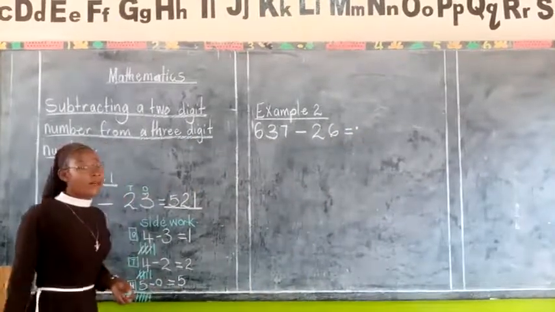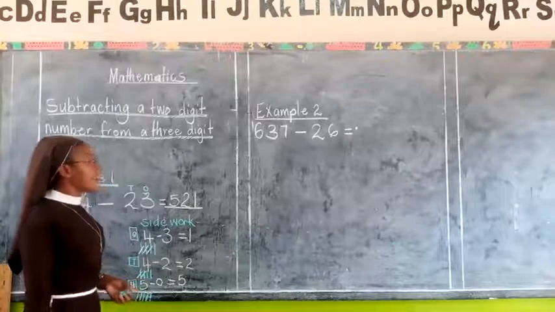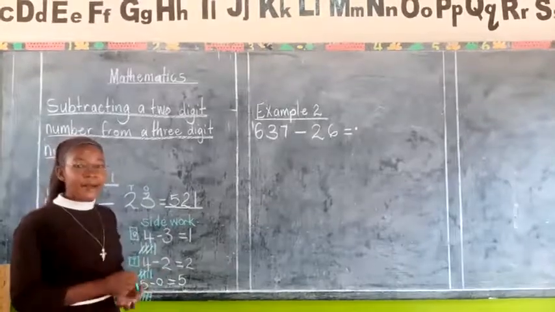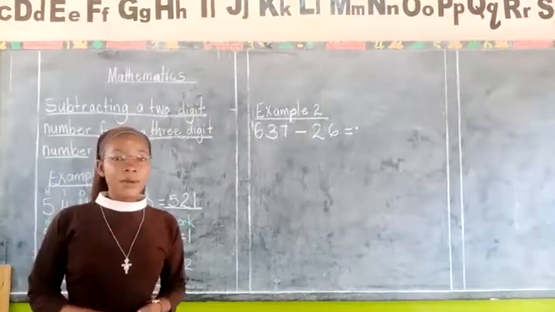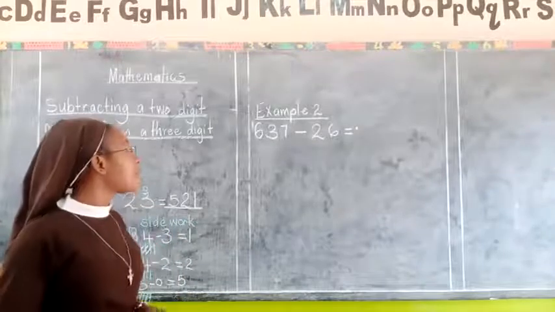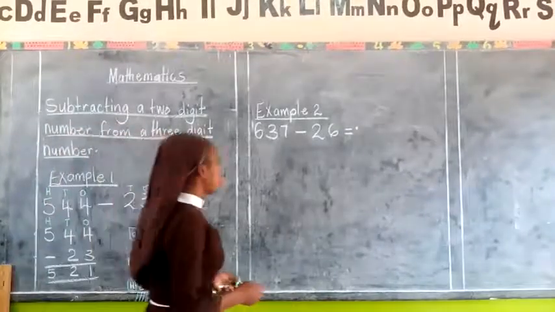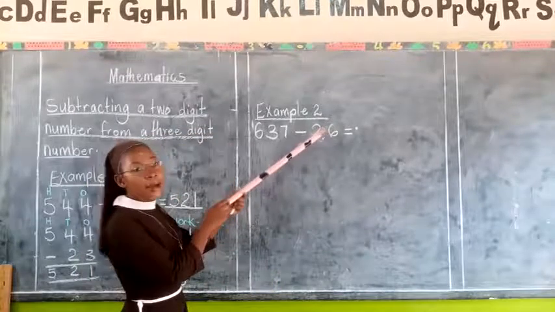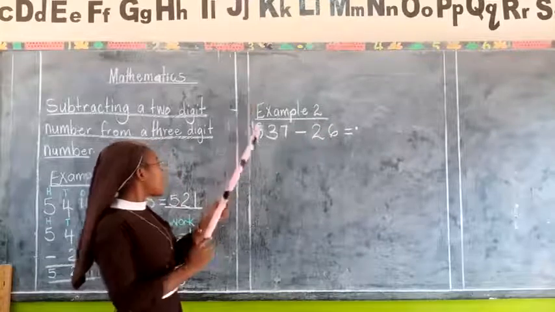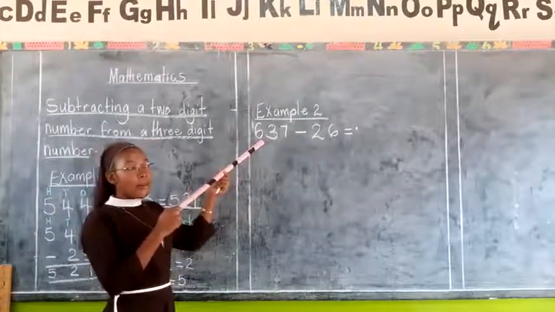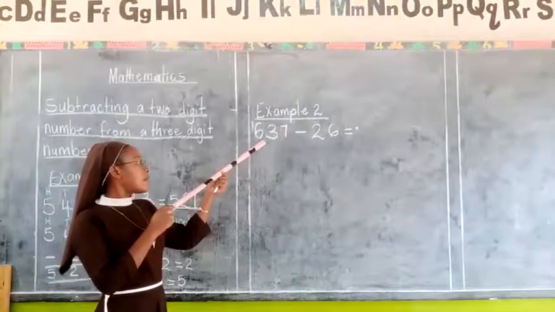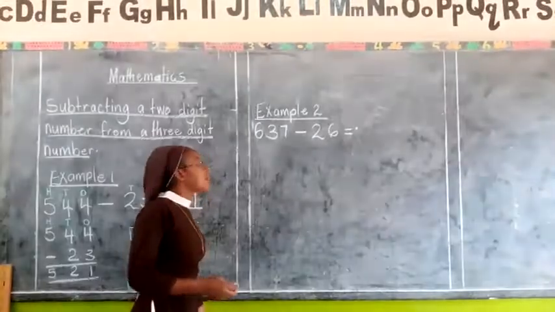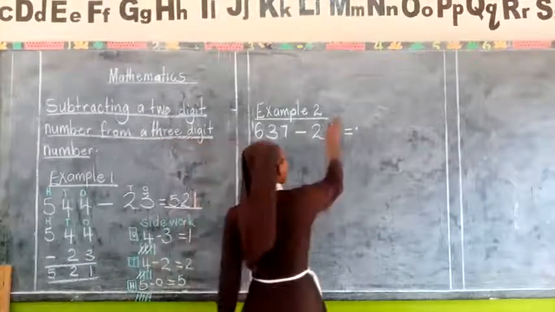We have been given 637, take away 26. Who can remember the first step that I told you? We said the first step is to mark our place values. Here we have a 2-digit number, and it means there are 2 place values here. And this is a 3-digit number, meaning it has 3 place values. We said when we are marking place values, we are supposed to begin with the ones. So we begin from here.